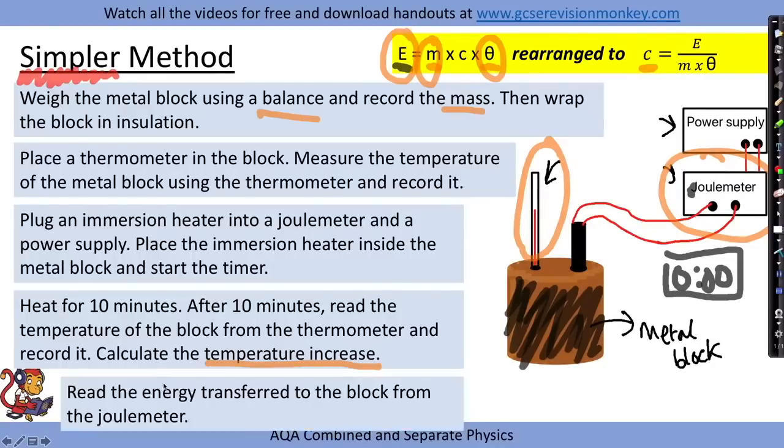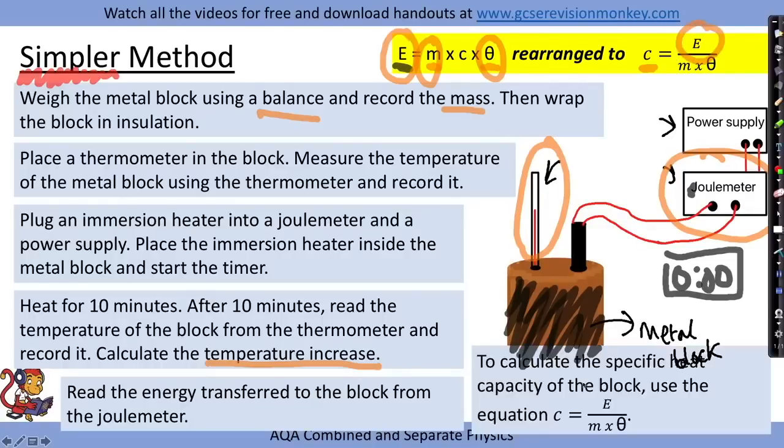So to do that, we read the energy transferred to the block from the joule meter. That will give us the E like we said. And then we put the numbers into our equation. Specific heat capacity equals energy divided by mass times theta.